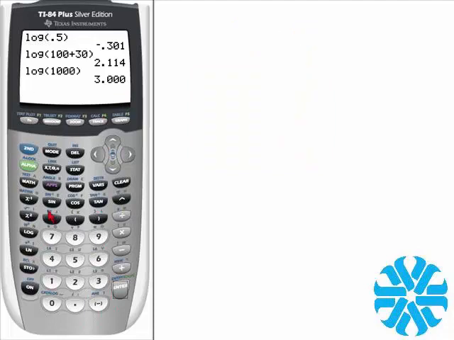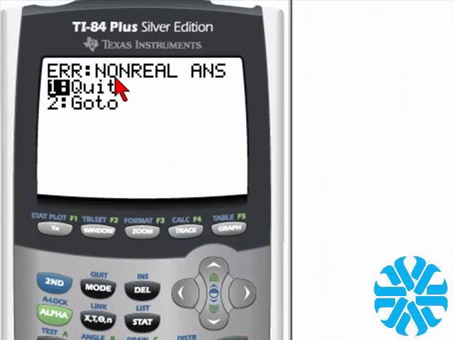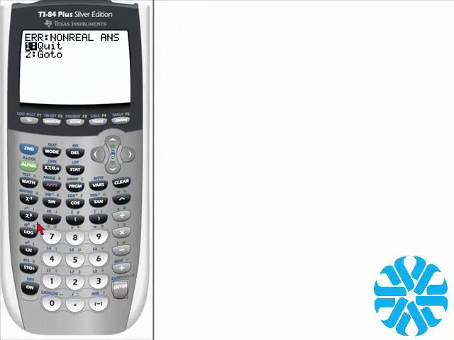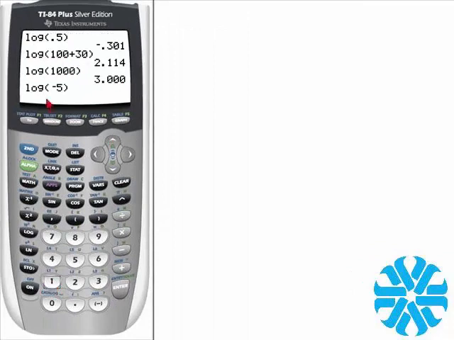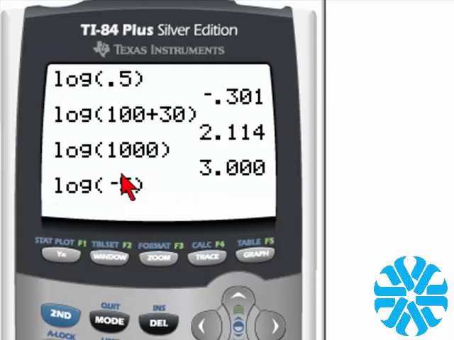So let's compute the log of -5. -5, and close that, and we hit enter. And you can see that we get a non-real answer. So let's go ahead and quit out of this. Just hit number 1. So remember that when you compute logs, whether it's the common log or the natural log, you want to make sure that the expression inside here is always a positive real number. Okay? So let's clear the screen.